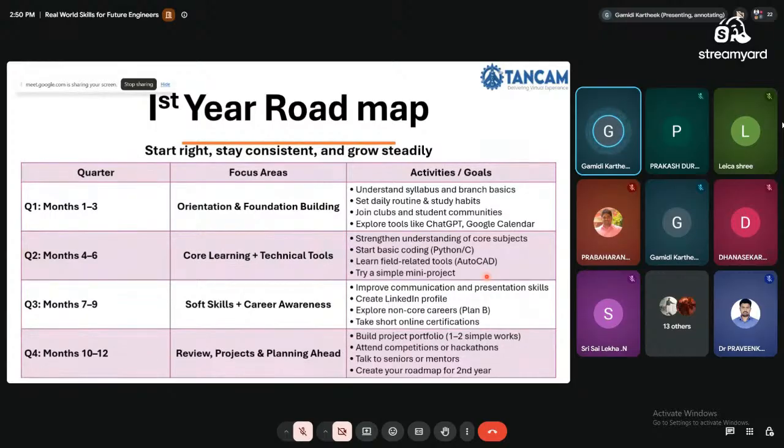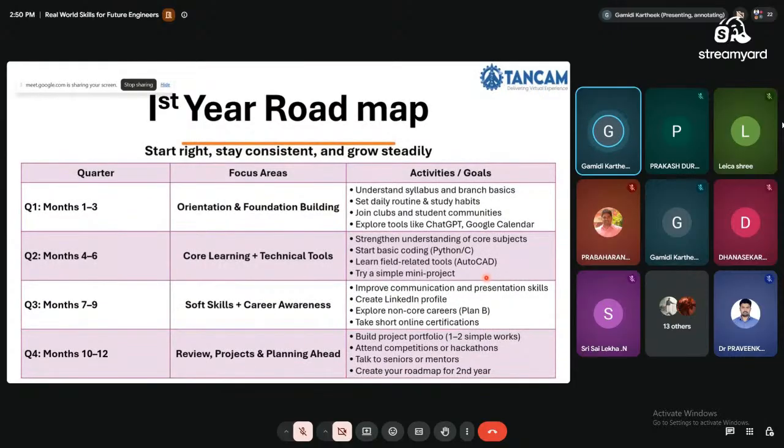Okay, and next 3 months, you should focus on soft skills and career awareness. This is the main thing. You should have good communication skills, and you should decide where your future is going to be in the next 3 years. Okay, and in the final 4 months of your first year, you should review what projects you have done, what you have done in the last 6, 7, or 8-9 months, and then you should plan how your second year should be, how your third year should be, how your fourth year should be.